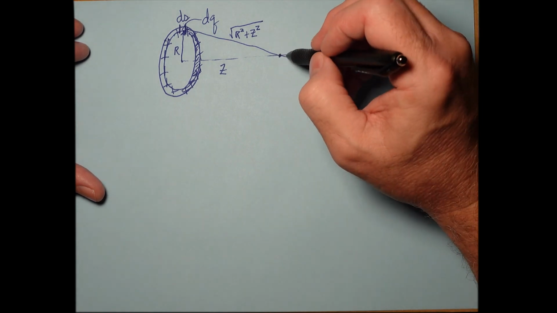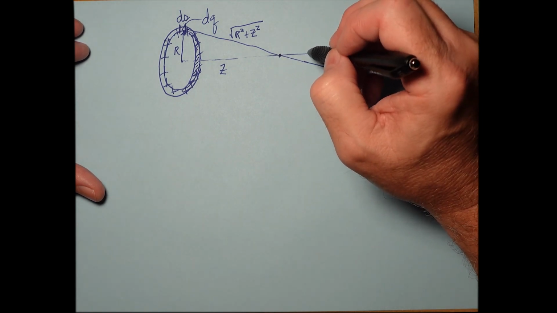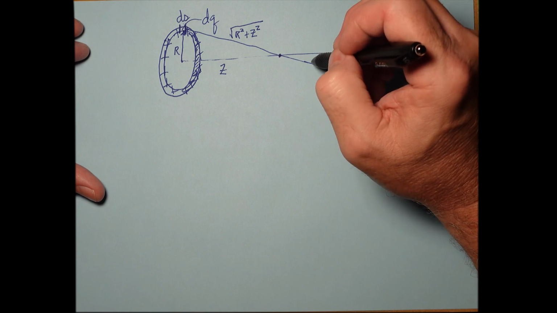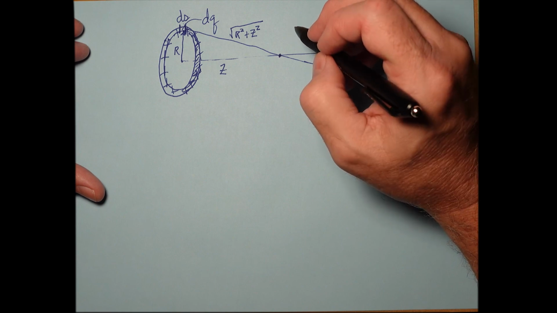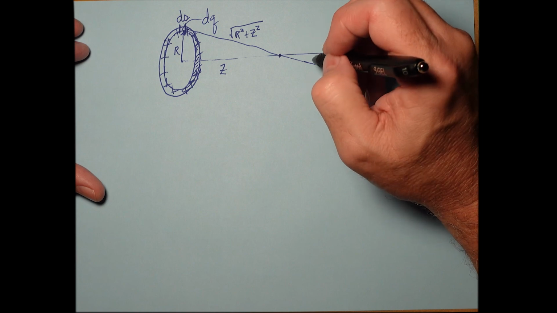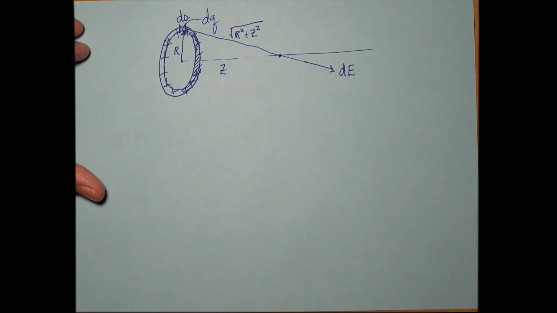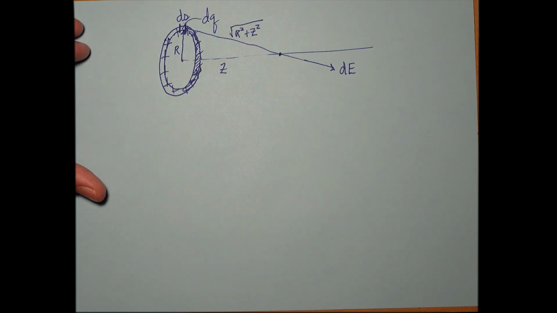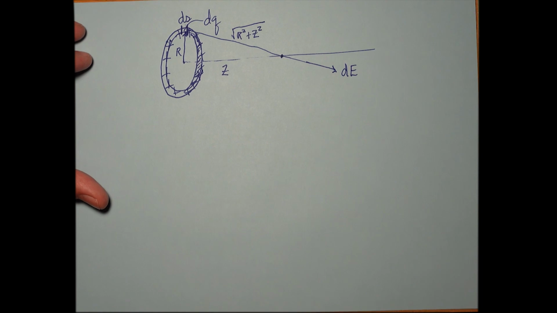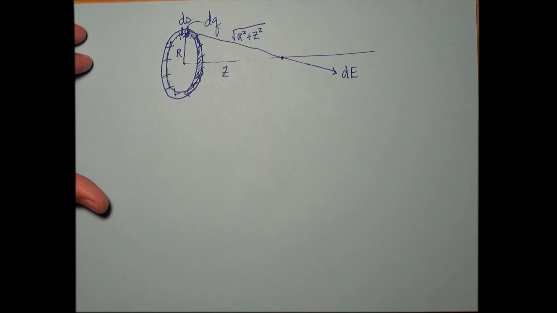However, think about what's going to happen here. You're going to have components that are going to cancel. Now, is it the vertical components or the horizontal components that cancel for this one? Try to think it through before we go on here, and I think you can probably work this one out by yourself at this point.